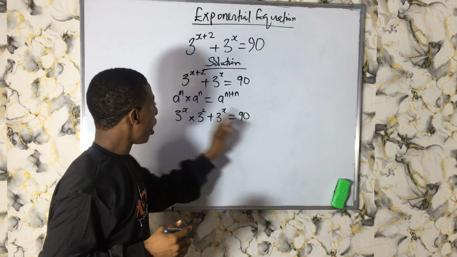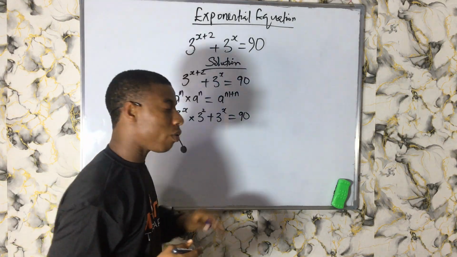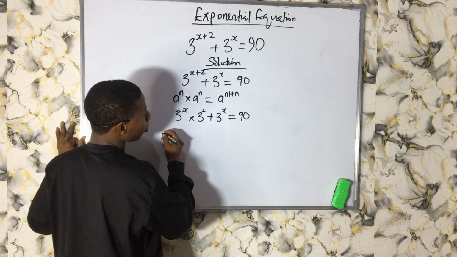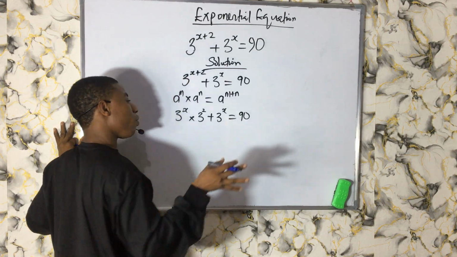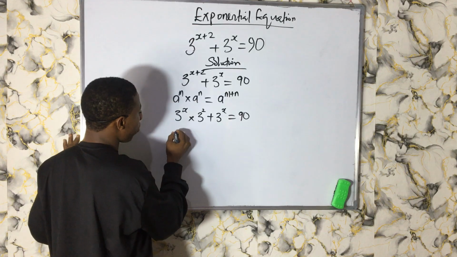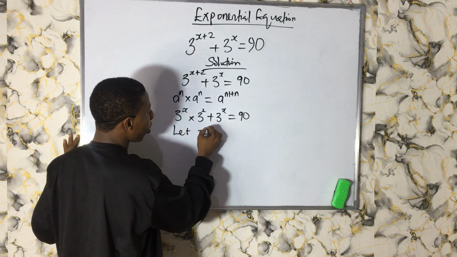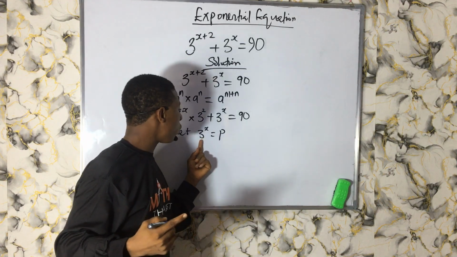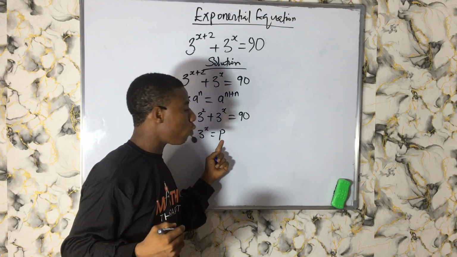I have two ways of solving this. Let me use the first method. You can use the second method if you know. Okay, let me not use the factorization method. Let me just give a command. Let 3 raised to the power x equal P. Let's just use P. This simply means any place we see 3 raised to the power x, we substitute it with P.